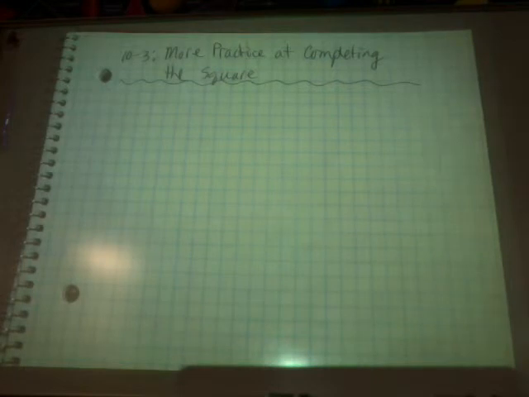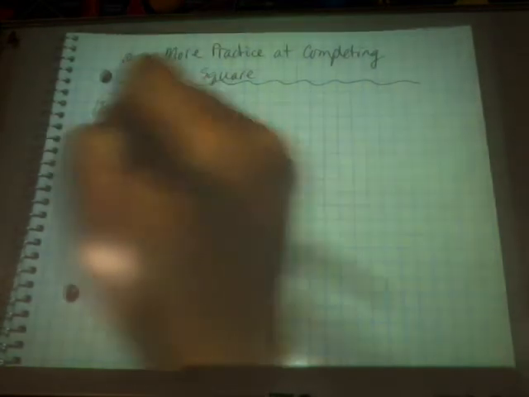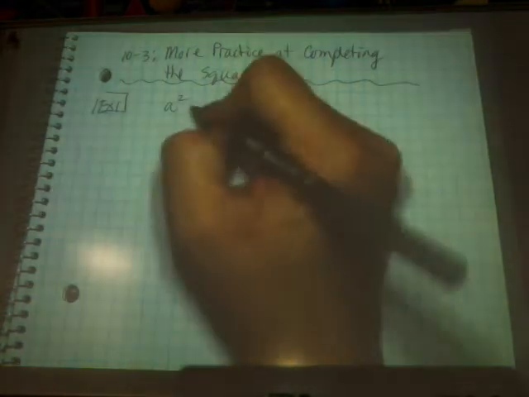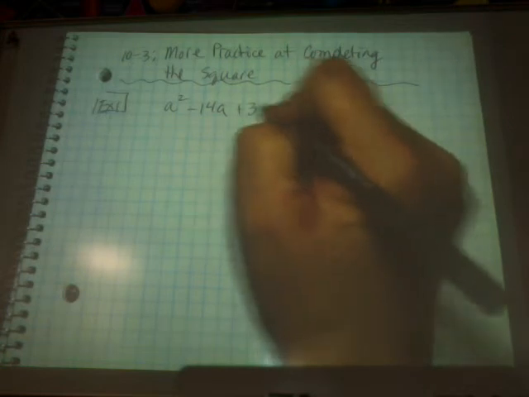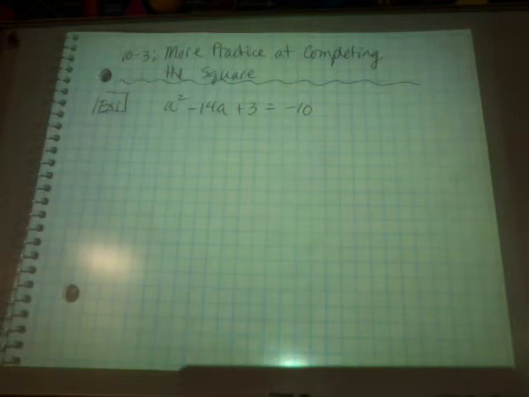So the first problem we're going to do, and don't let it bother you to put something in here that's not an x. I can put any variable I want to, and it still is the same as x. So the first one I'm going to give you is a squared minus 14a plus 3 equals negative 10. This is a perfect example of something that I would use completing the squares for.